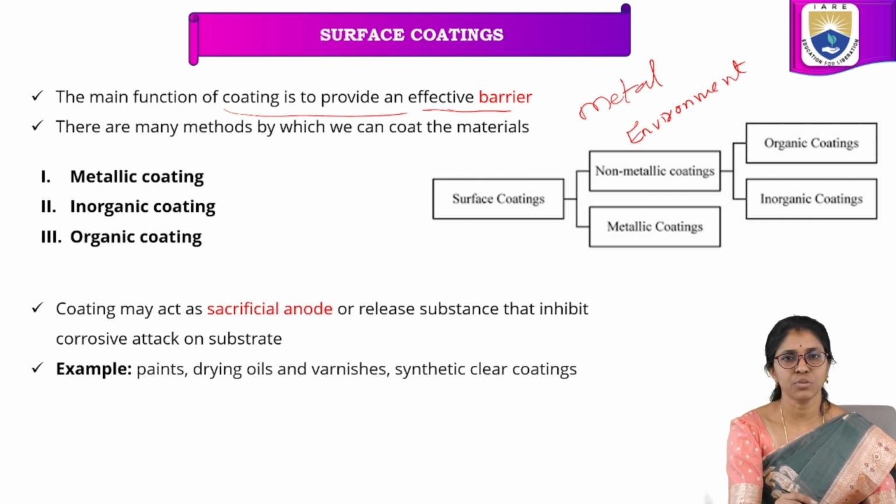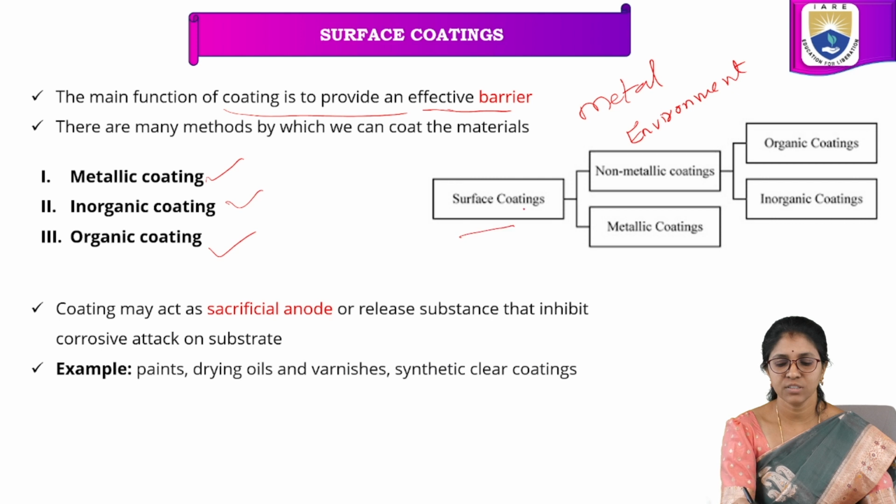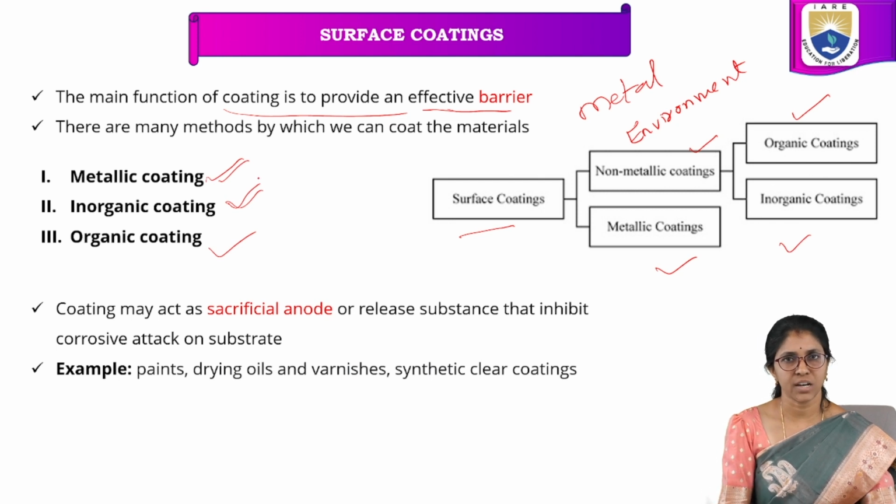These surface coatings are divided into two types, that is non-metallic coatings and metallic coatings. The non-metallic coatings are again divided into organic and inorganic coatings. So finally we have three types of coatings: metallic coatings, inorganic coatings and organic coatings.